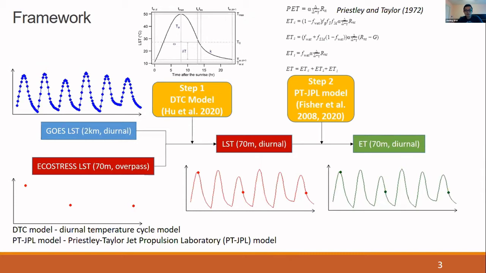So to overcome this issue, in our study, we try to construct the diurnal cycle of ECOSTRESS LST and ET. We first used the geostationary LST from GOES to construct the diurnal cycle of LST in ECOSTRESS using a DTC model, which characterizes the diurnal shape of LST with several parameters. And then with the diurnal LST constructed, we use that as the input for the PT-JPL ET model to estimate the diurnal ET at 70-meter resolution.